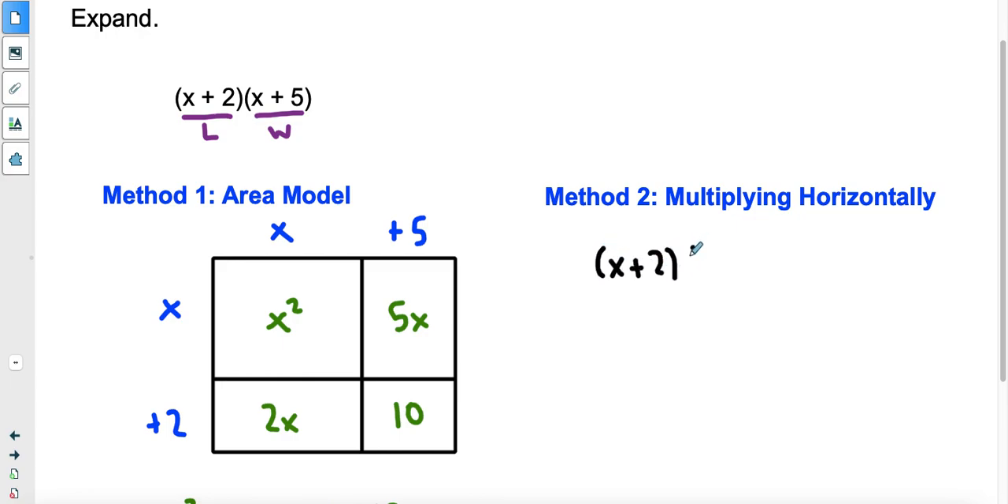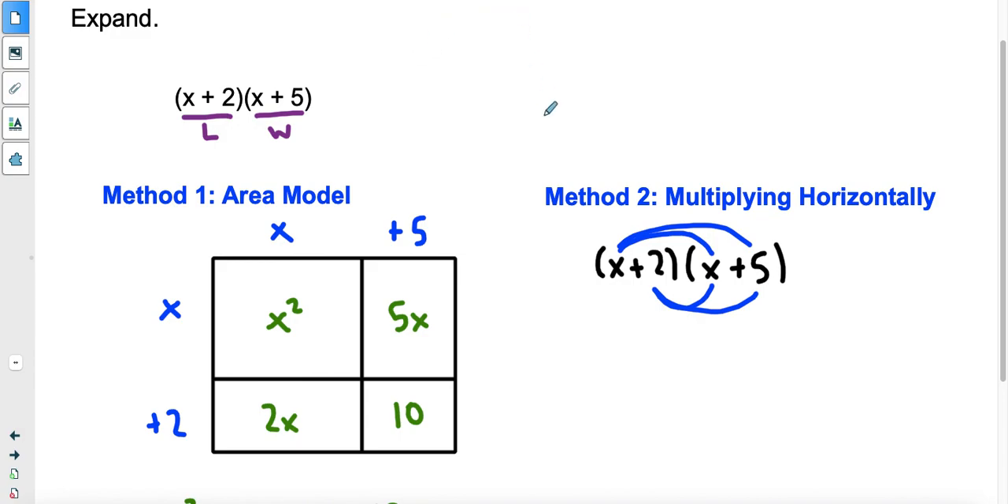We have x plus 2 times x plus 5. And again, like I said, another way we can do this is by multiplying this out horizontally. And really, all I did here is I multiplied everything inside the first bracket by each term inside the second bracket. So let's go ahead and do that.